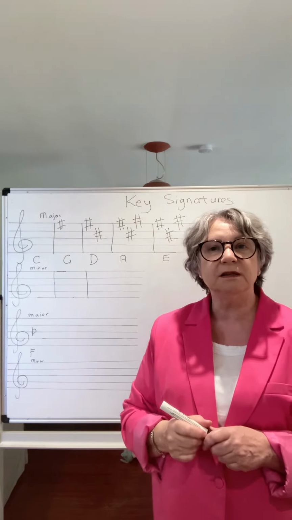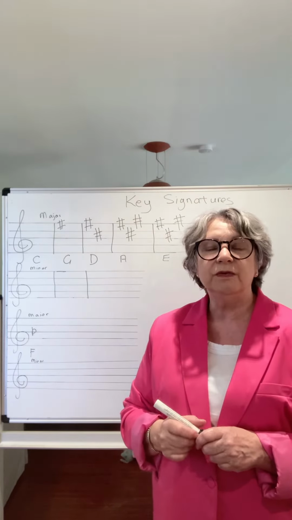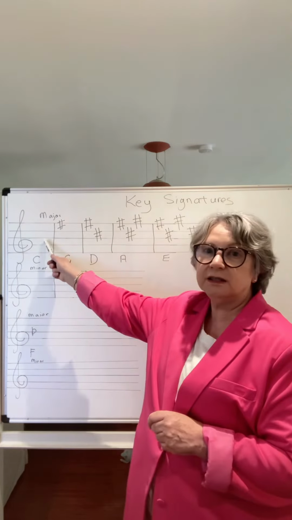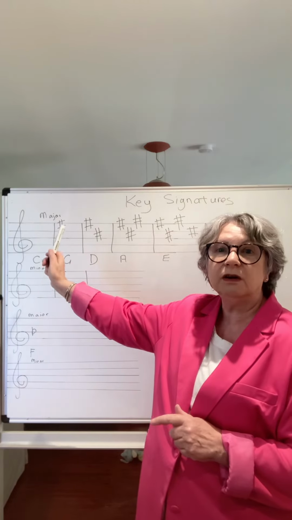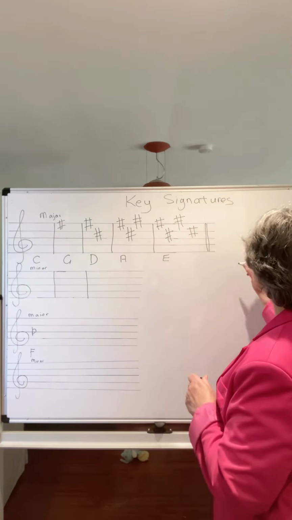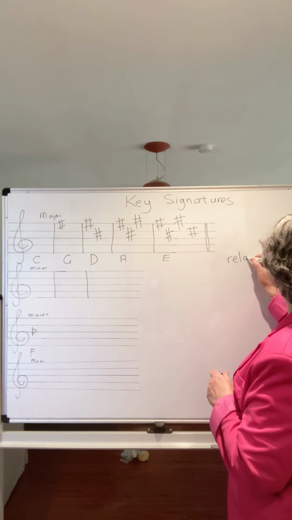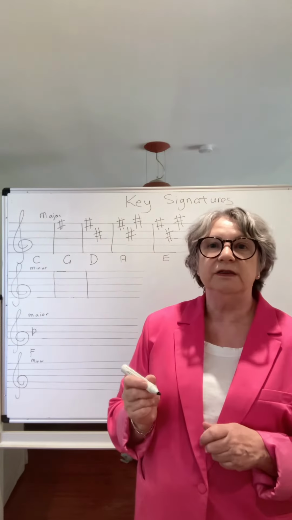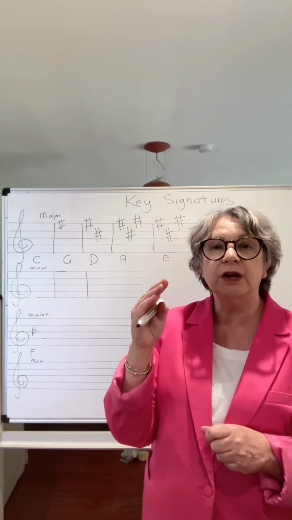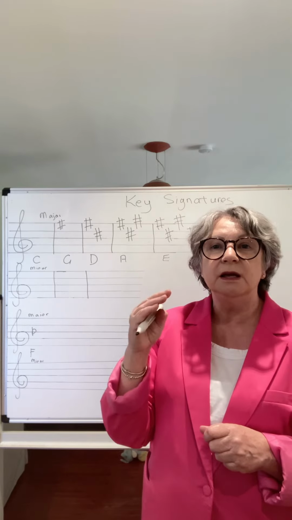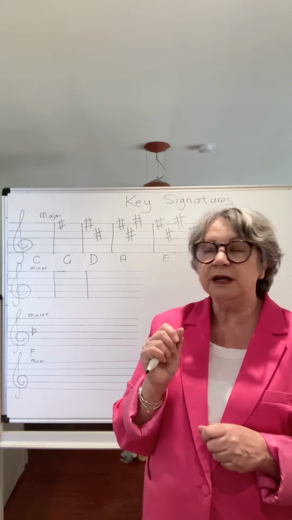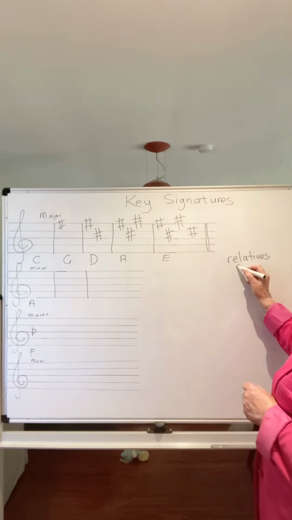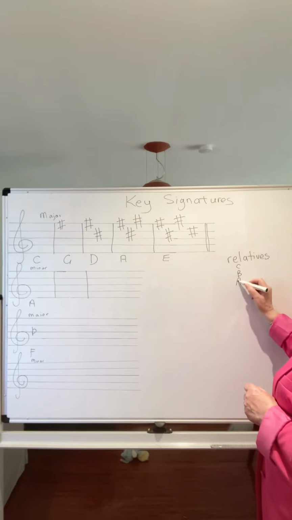Now we're going to talk about some minor key signatures. We've only got a couple, but we're going to work out how that works. For every key signature, there is a major scale and a minor scale. These are called relatives. Now to find what the relative is, we're going to go from C and we're going to count backwards 3. So C, B, A. A is your relative of C.